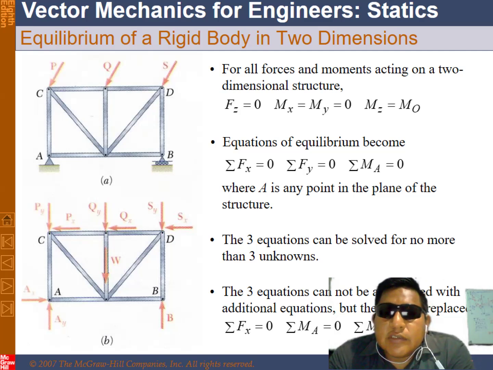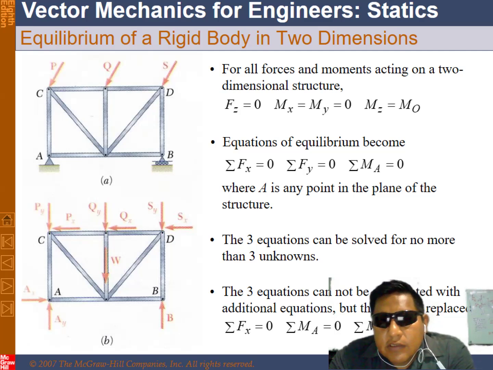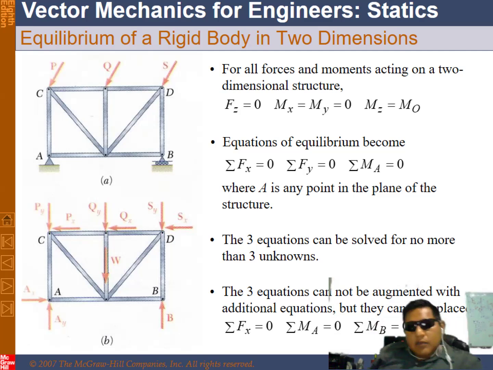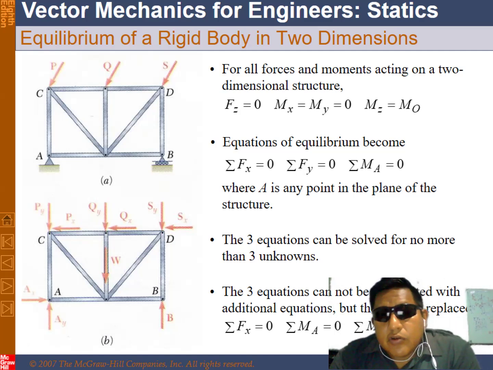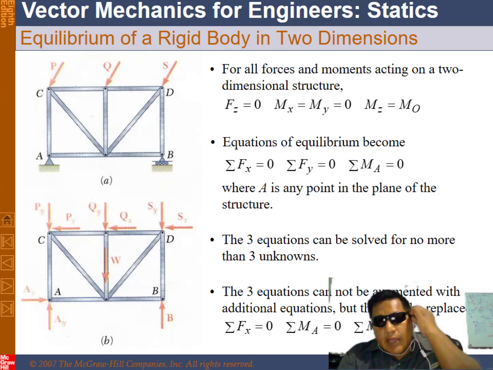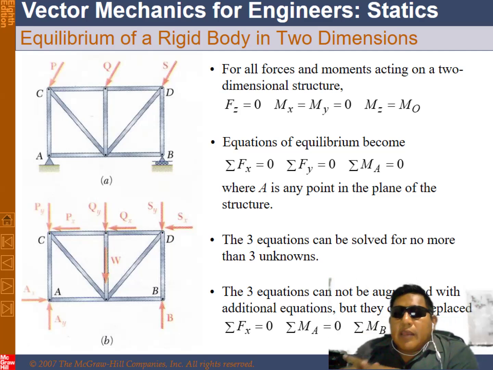Forces and moments acting in the 2-dimensional structure. Summation of forces letter F is equal to 0. Summation of moment X, summation of moment Y is equal to 0. Summation of moment letter X is equal to 0. The equations of equilibrium become: summation of the force in letter X is equal to 0. Summation of the force in letter Y is equal to 0. Summation of moment about letter A is equal to 0, where A is any point in the plane of the structure.